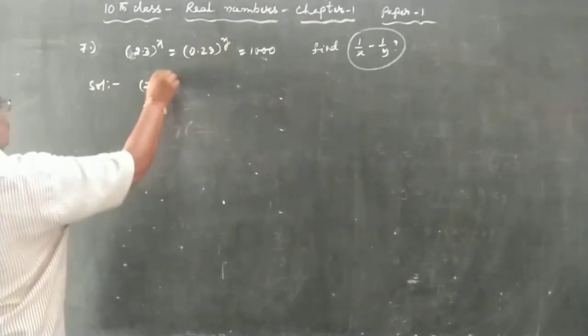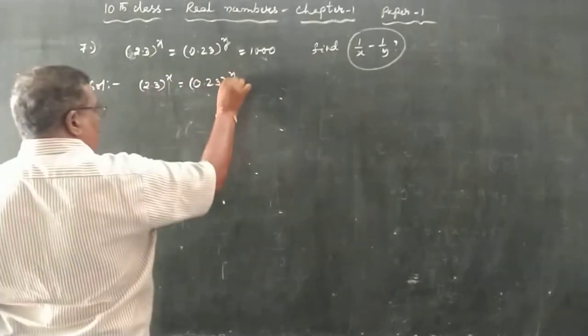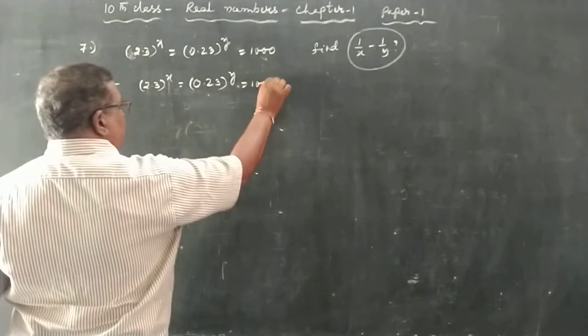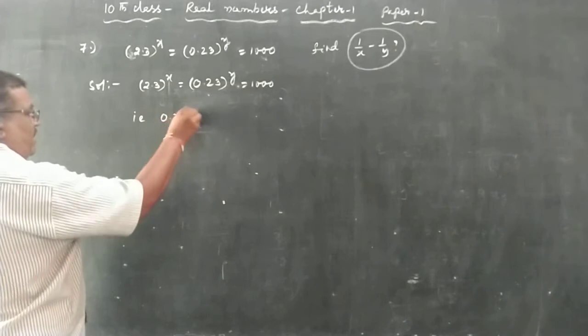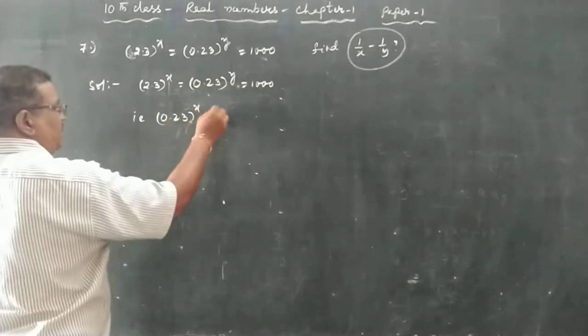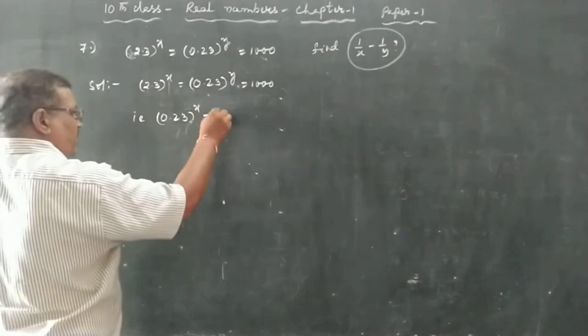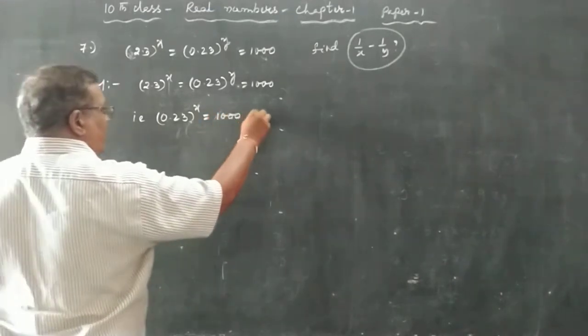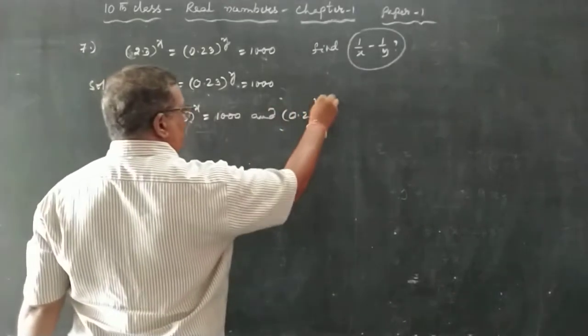0.23 power x is equal to 0.23 power y is equal to 1000. That is, 0.23 power x equal to 1000. 1000 can be written as, okay, keep 1000 only, and 0.23 power y is equal to 1000.